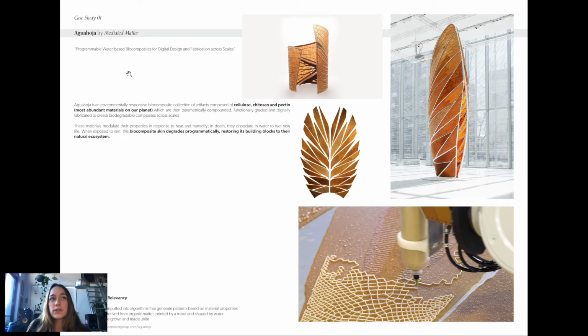My first source of inspiration to this relationship is the Aguahoya by Mediated Matter Group. It's a collection of artifacts designed using algorithmic patterns, 3D printed using the three most abundant materials of cellulose, chitosan, and pectin, found in leaves, insects, bones, to create biodegradable composites that respond to humidity and heat. My main takeaway from this case study was building materials derived from organic matter, printed by a robot and shaped by water.